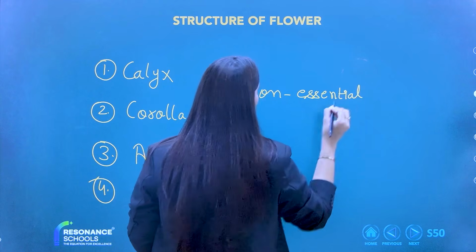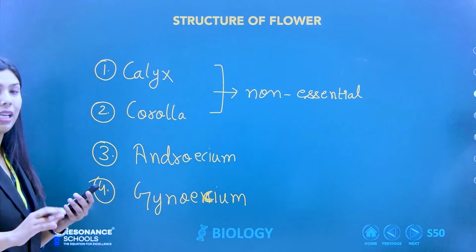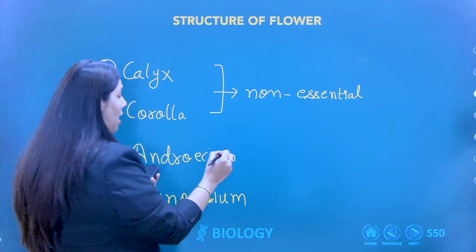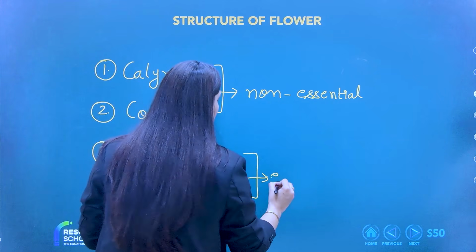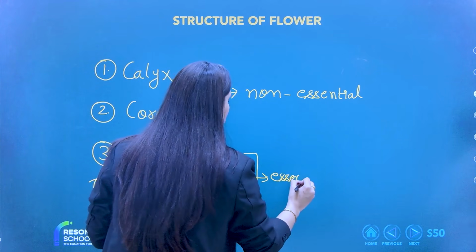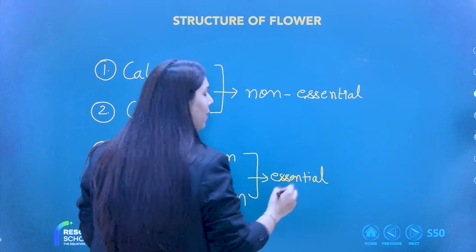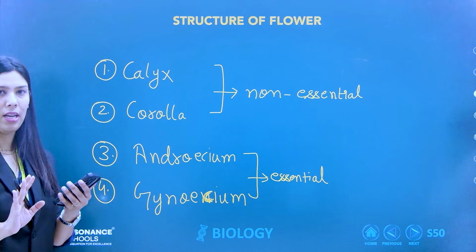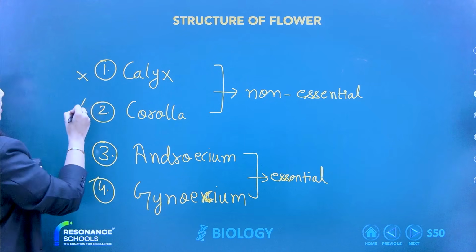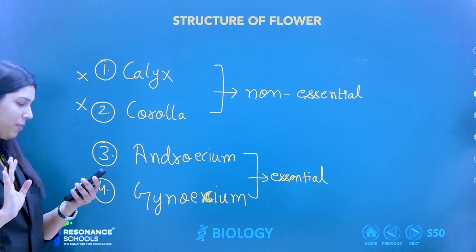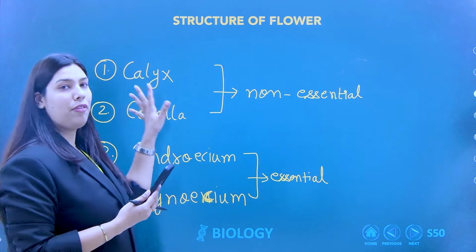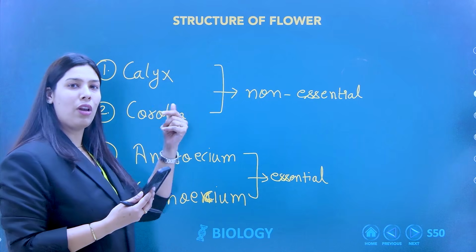In the last two classes, you must have read about all these things. These are the non-essential parts, and then we have the essential parts. So, why is there such a difference, such discrimination between essential and non-essential? Non-essential means we don't need it. So, in a flower, if these two things are not present, is it fine? If the flower doesn't have calyx or corolla, is it fine?